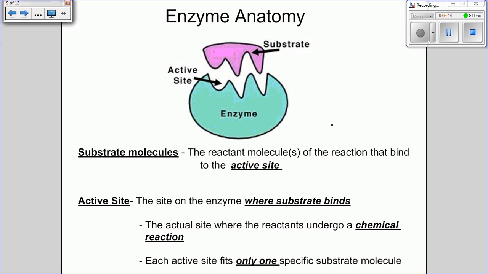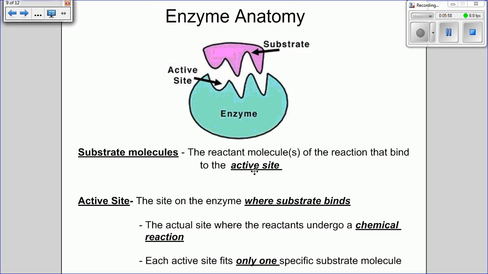Some important things about enzyme anatomy, and this is what we're going to be doing in the lab with our stop motion animations, is that you have two main things on an enzyme. There are some other sites on an enzyme that will affect the enzyme's functioning, but these are the two main ones. You have a substrate molecule, which is the molecule that needs to undergo the chemical reaction. This is really the important part of the reaction, because this is what's going to be turned into your products. It's the reactant molecule of the reaction that binds to the active site, and it is also the molecule that undergoes the chemical reaction. So your substrate molecule is going to be doing the changing.